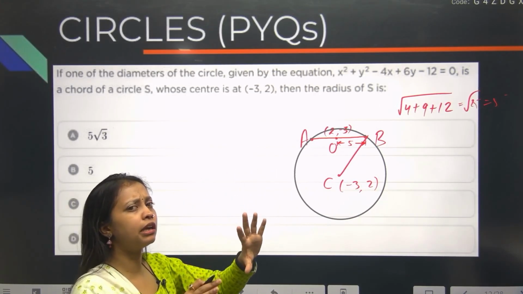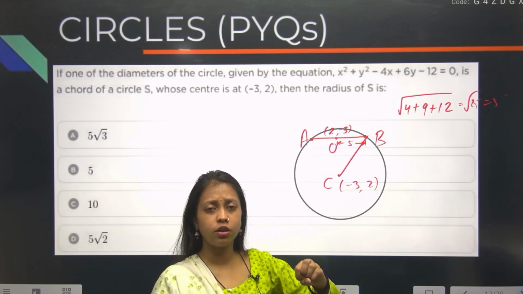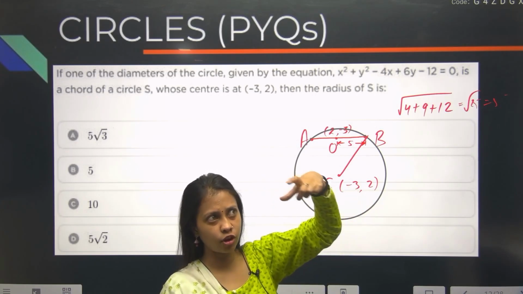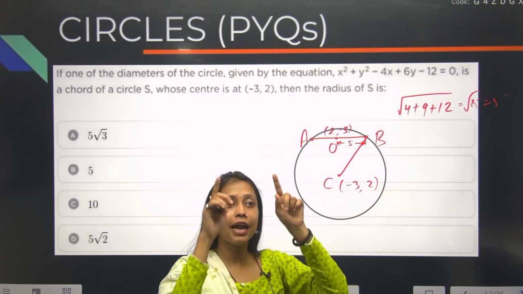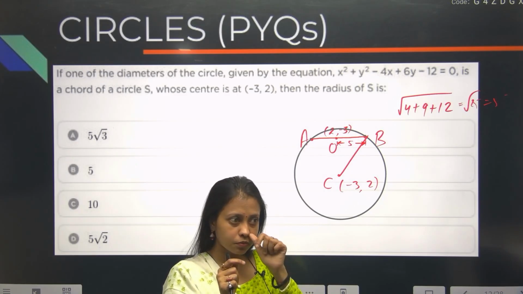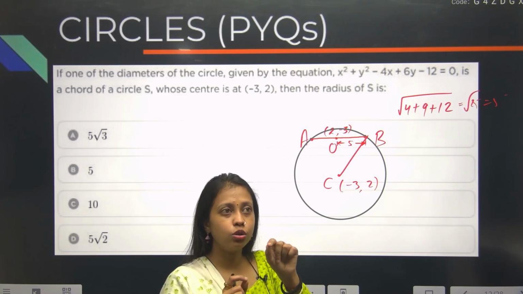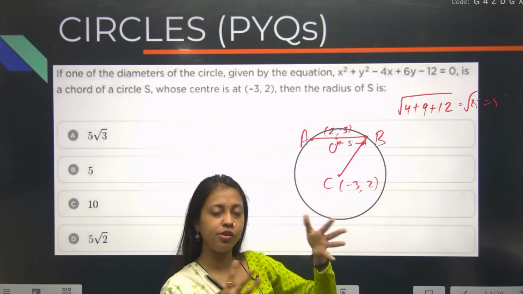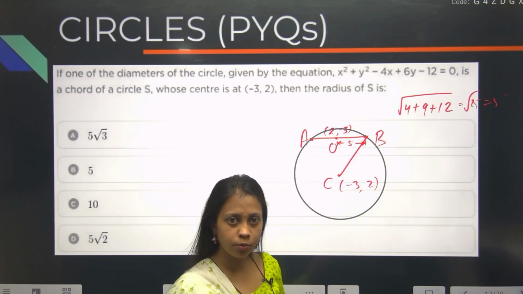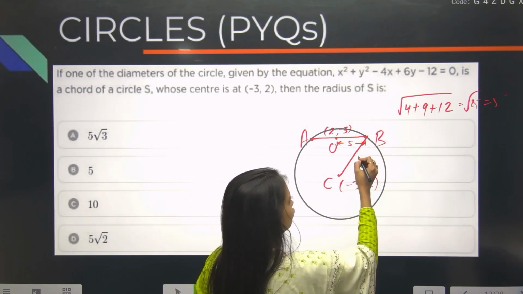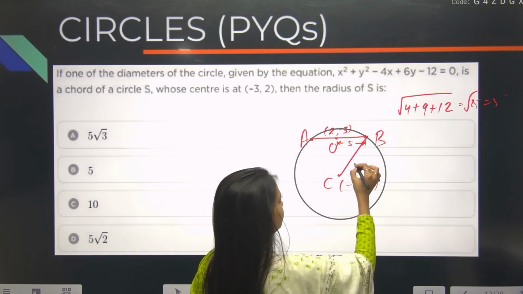Just complete the triangle. In these kinds of questions where you have a chord and a center, try to make a triangle in which two sides are given and you can find the third side by Pythagoras theorem. You have to find this. Let it be R, small r.